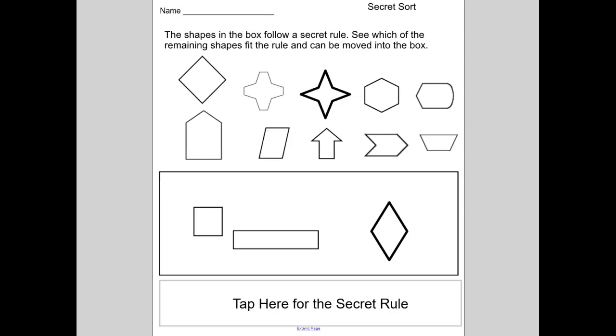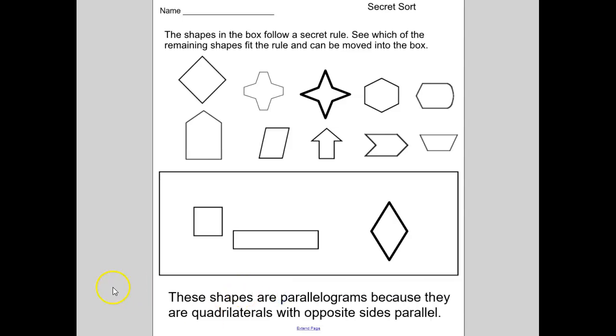You're right. They are all quadrilaterals. Why are they all quadrilaterals? They have four sides. What else do they have in common? Yes, all of the quadrilaterals in this box are parallelograms because they all have opposite sides that are parallel and the same length. So let's tap our secret rule to make sure that all of these are parallelograms. Yes, these shapes in the box are all parallelograms because they are quadrilaterals with opposite sides that are parallel.